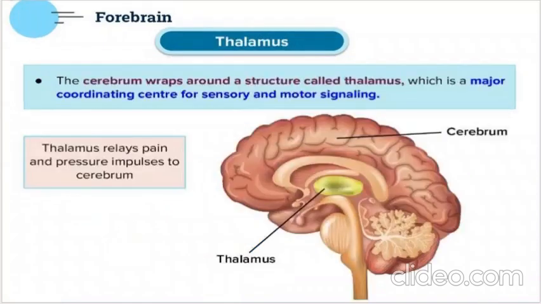Now next is the thalamus. We are currently in the forebrain only, students. The cerebrum wraps around a structure called the thalamus. It's the major coordinating center for sensory and motor signaling. So for sensory and motor signaling and their coordination, the thalamus is used. Now it relays pain and pressure impulses to the cerebrum. So whatever pain or pressure there is, those impulses will go through the neurons to the cerebrum.